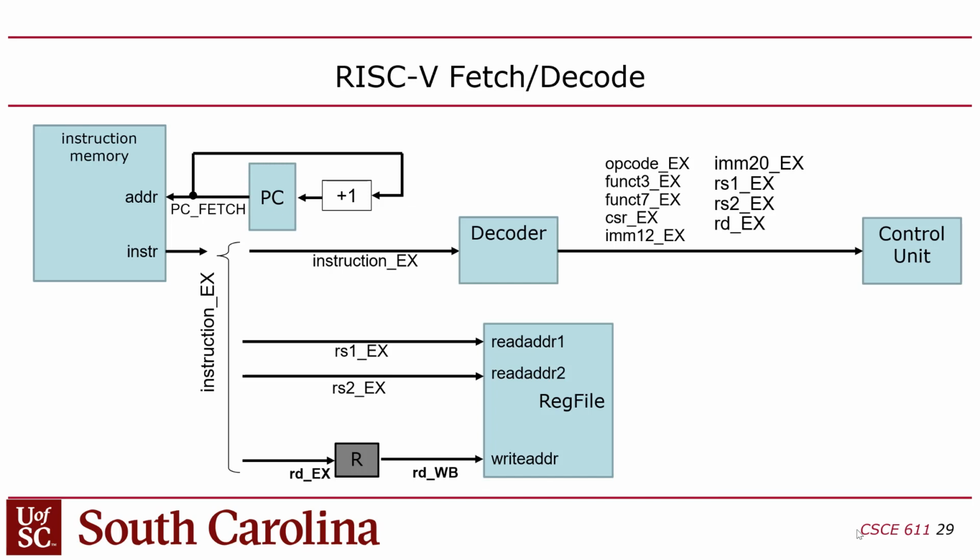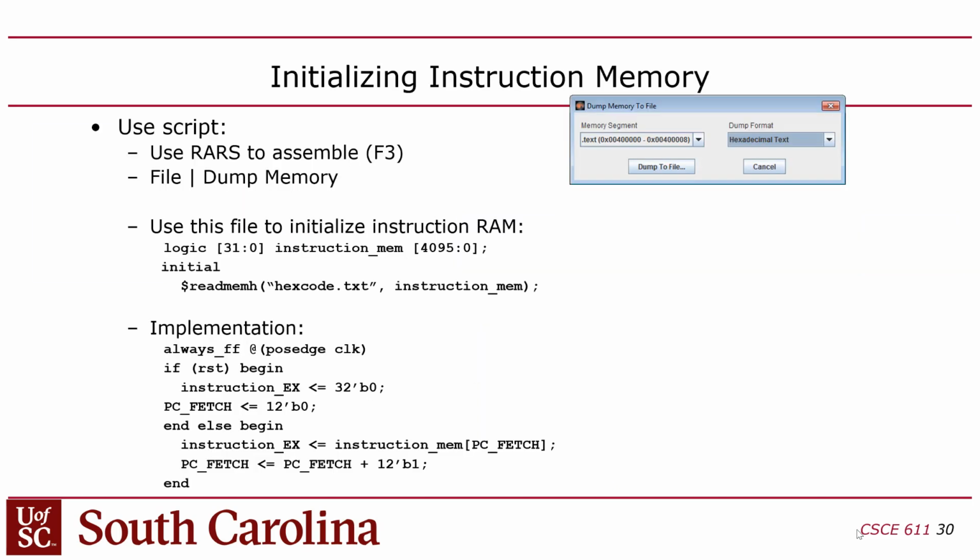RD_WB is lagging behind RD_EX by 1 cycle because there's a delay element, a register, right? And the value that you actually use is RD_WB, because you want to write back the instruction in the cycle after you execute it. Okay? So you just plop a register in there and add a delay. That's a pipeline register. That's all you've got to do.